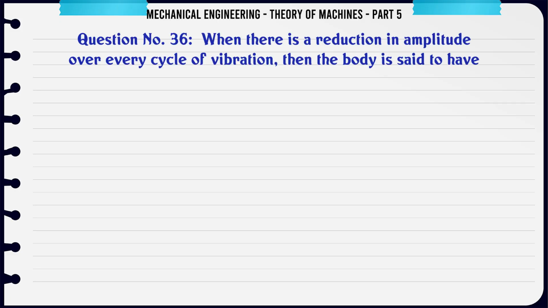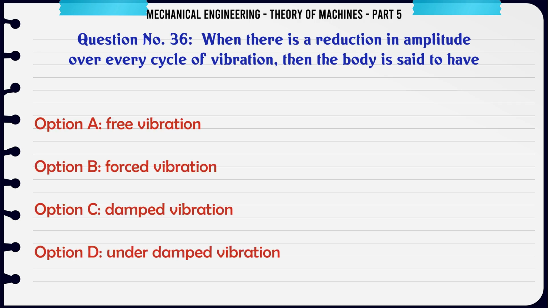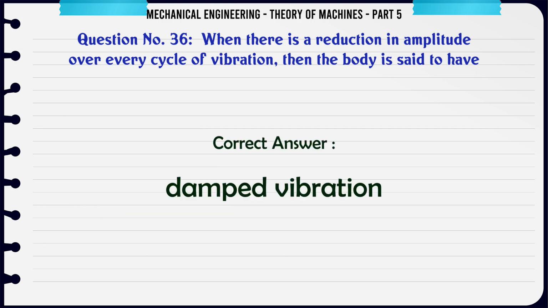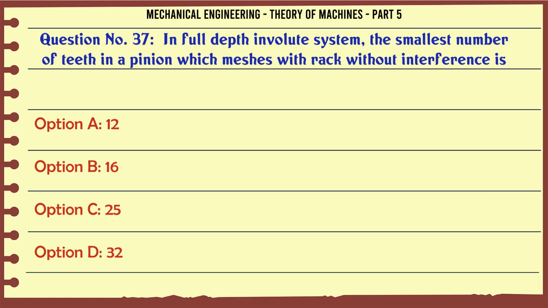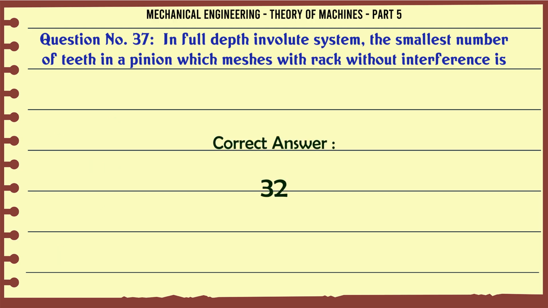When there is a reduction in amplitude over every cycle of vibration, then the body is said to have A. Free vibration, B. Forced vibration, C. Damped vibration, D. Underdamped vibration. The correct answer is damped vibration. In full depth involute system, the smallest number of teeth in a pinion which meshes with rack without interference is A. 12, B. 16, C. 25, D. 32. The correct answer is 32.